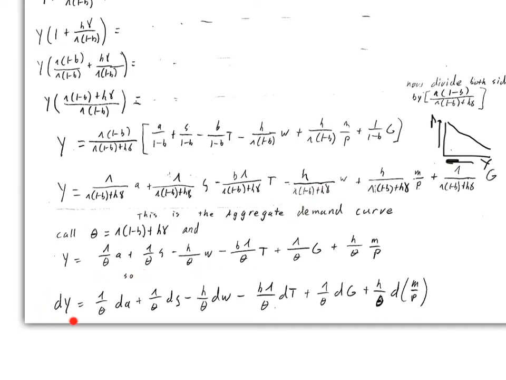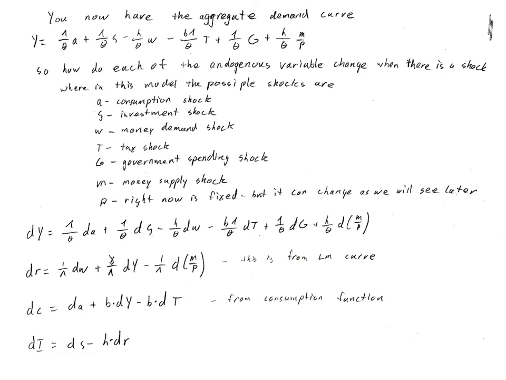that's just a rewrite of that with the theta. And now I can do the total differentiation, and you can see how each one of these shocks might affect output. And so this is a repeat here. That's y written in its simpler form. So if I want to know how y changes, I just need to take the total differentiation. It depends on how A changes, which is a consumption shock. Remember, that comes from C equals A plus B times Y minus T.